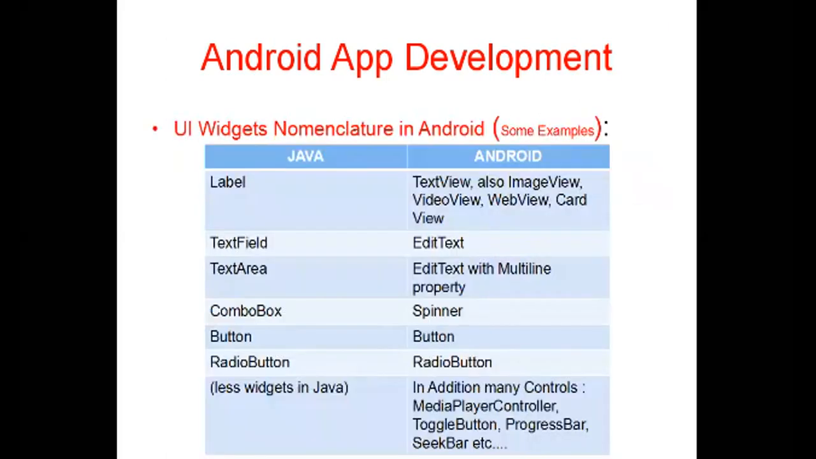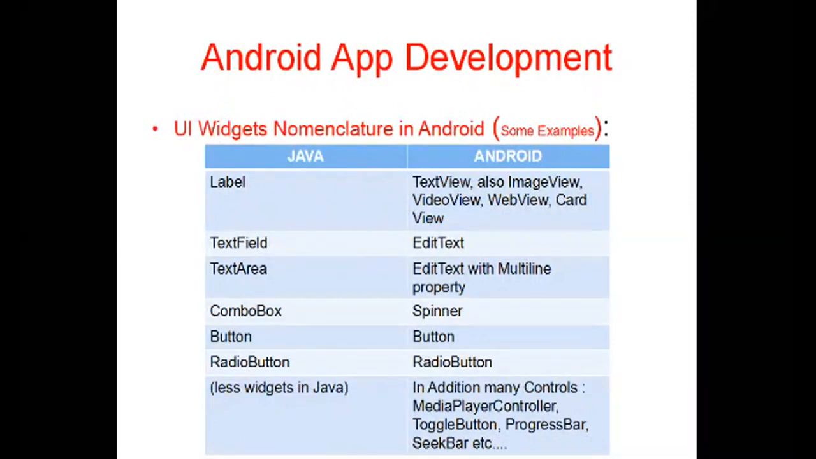And some more things, like some nomenclature related to Android, which we need to know, particularly in the case of the widgets that are used in Android. Widgets means these are form elements. So if you are creating a form, generally if you create a Java form or an HTML form, you will put some labels, some text boxes, some radio buttons, some drop downs. The naming convention of these things is slightly modified in Android. For example, if you take Java, a label is called label, whereas in Android, it's called text view. Also, it is called image view, video view, web view, card view. So many other views are available.